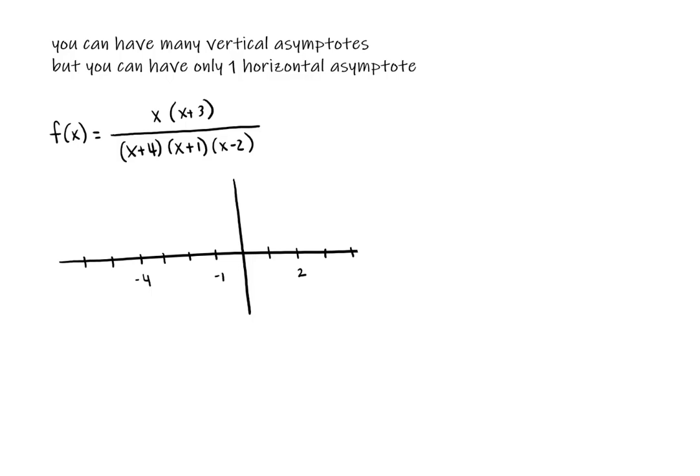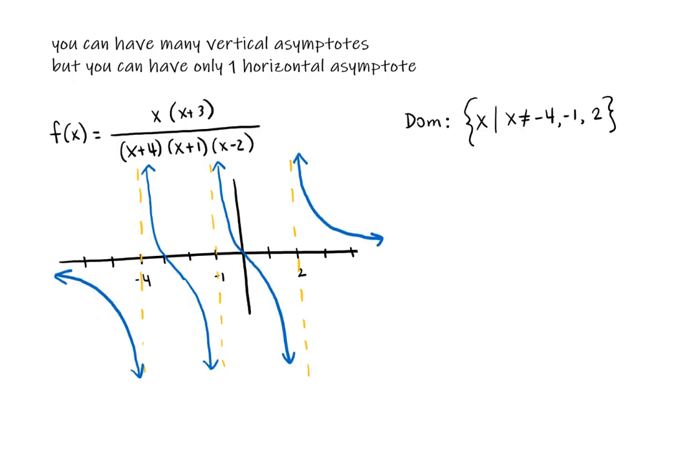In the case of this function f of x, what we have are 3 holes in our domain based off of the 3 factors in our denominator. Our domain is all real numbers except for -4, -1, and 2. Our asymptotes are going to be at -4, -1, and 2. And each of our asymptotes has a multiplicity of 1 because those are all to the power of 1. So you notice that each of the asymptotes, one side goes to positive infinity, the other side goes to negative infinity. And that's every single time.